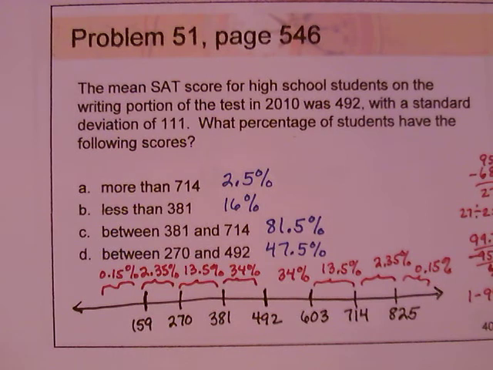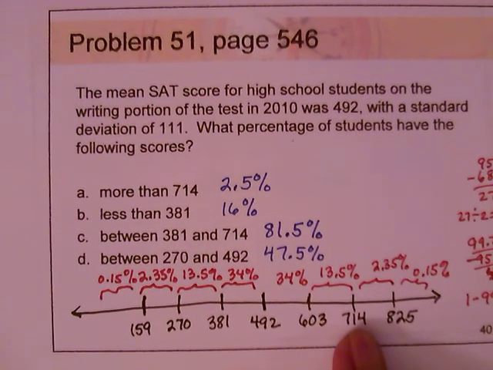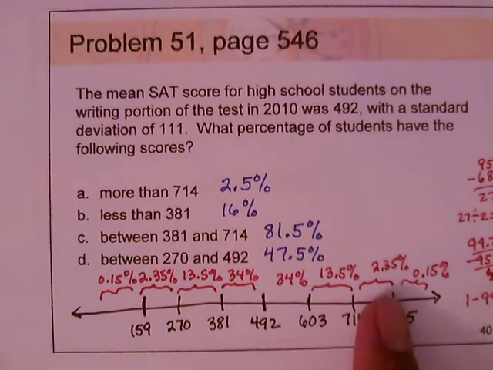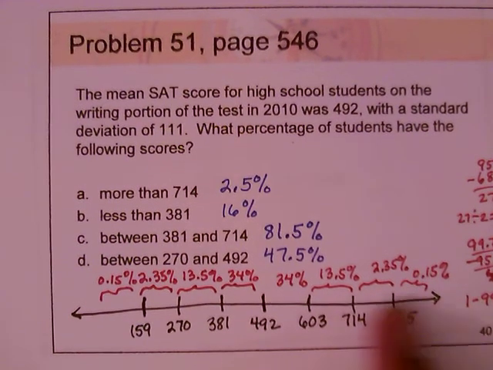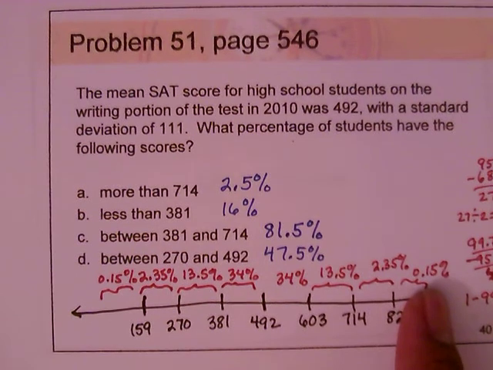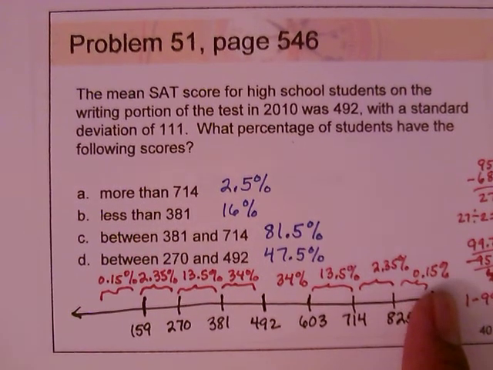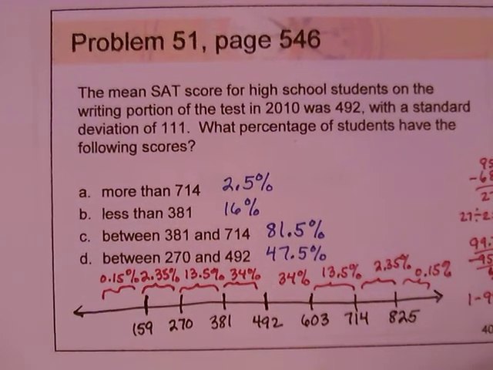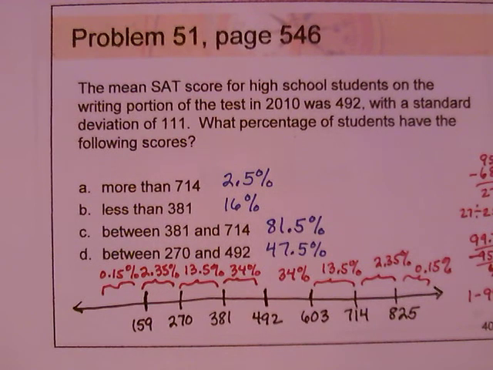So in this case here, more than 714. Here's 714. I got to look at everything to the right. So 2.35% and 0.15%. Add those two together, you'll get 2.5%. So that's the percentage of students who have SAT scores more than 714.